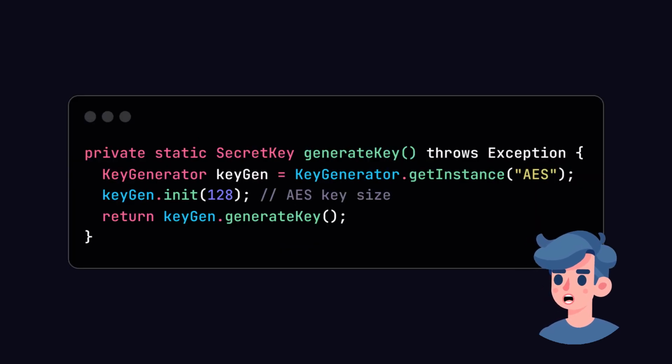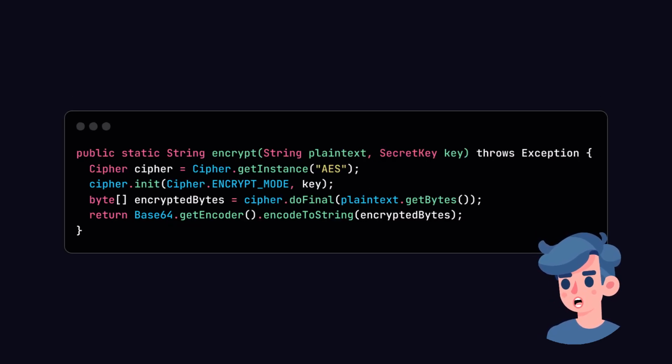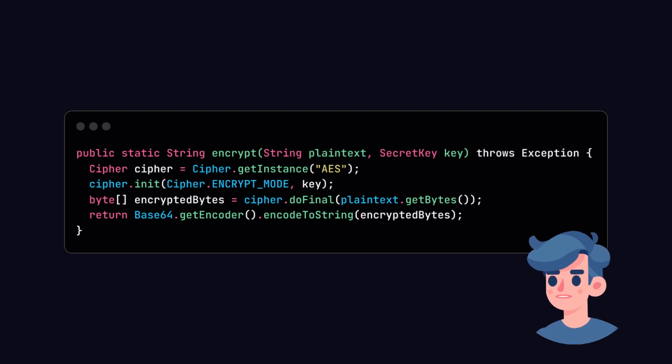Now, we will create a method to generate AES keys. The key size must match our earlier choice of 128 bits. Here's how to do that using the KeyGenerator class in Java. With our key generation method in place, we can now create an AES encryption method. This method will accept a plaintext string and a secret key, then return the encrypted string.